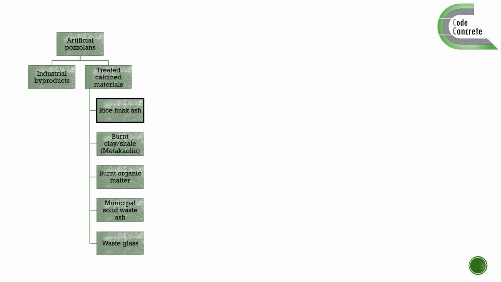Rice husk ash. It is a byproduct of rice paddy milling industries. Rice husk, an agricultural waste produced during paddy milling, is used as a fuel in the rice milling process, which in turn produces rice husk ash. Rice husk ash is mainly composed of amorphous silica, thereby being highly pozzolanic.